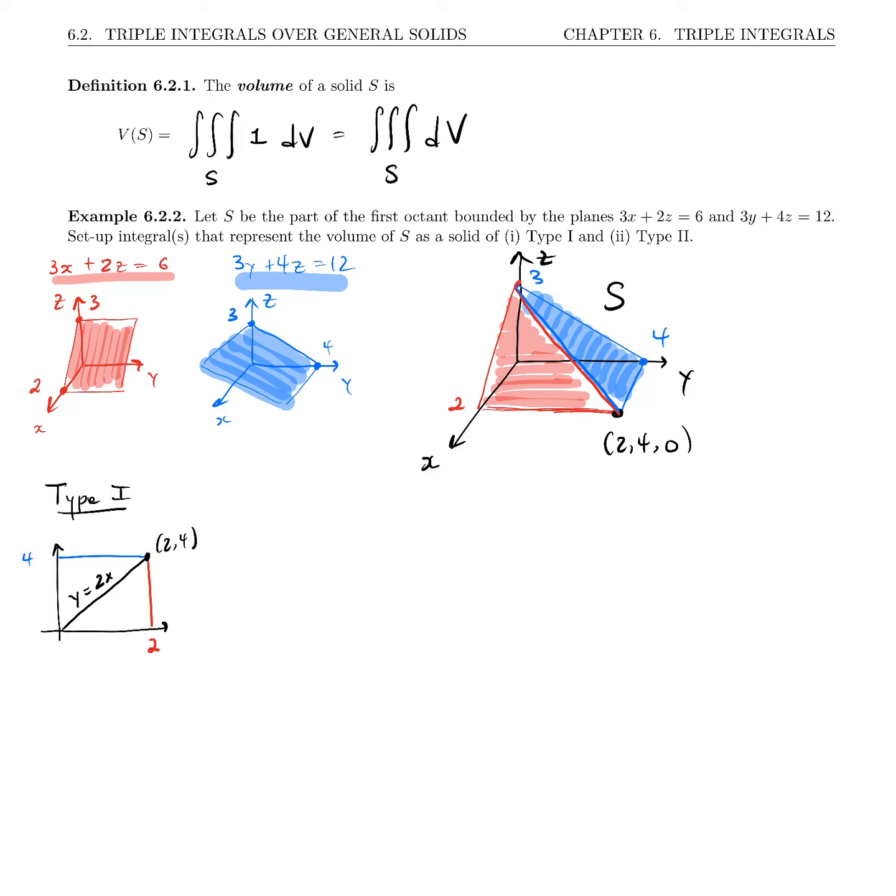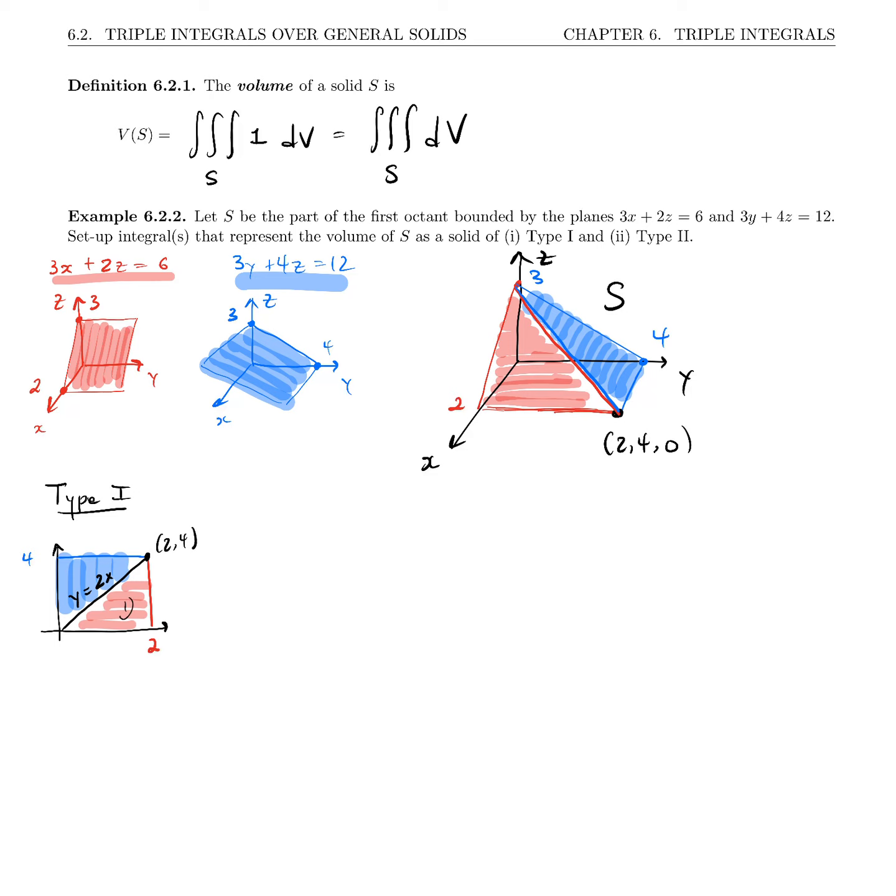And above this region that I'm shading in red, the surface is the red plane, this plane here, that is the upper surface. Above the region that I'm shading in blue, this region here, the blue surface is the top surface. So we've got to split this up into two parts and take the union of them.